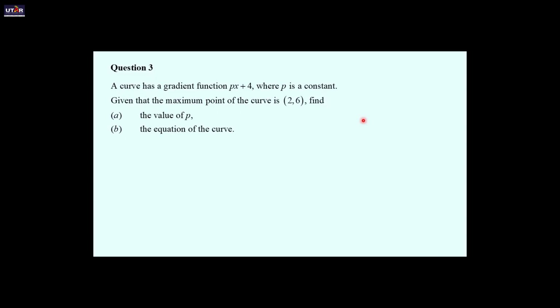Let us continue to question 3. In the question, you are given that a curve has a gradient function px plus 4, where p is a constant. When we say gradient function, it also means that the first derivative. So we can obtain dy/dx is equal to px plus 4. Given that the maximum point of the curve is (2, 6), find the value of p.